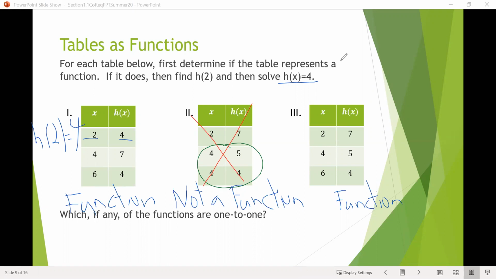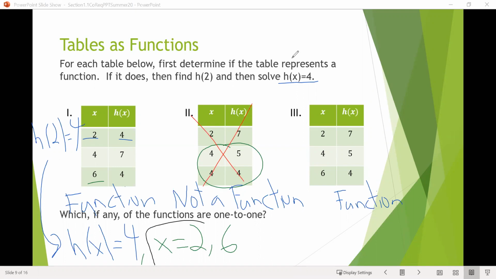okay. Now for the second part, we have to solve h of x equals 4, and write that down here, which means we need to find the input that'll give us an output of 4. Now notice for this first function, there are 2 different possibilities, right? X could be equal to 2, so h of 2 gives us a 4. But x could also be equal to 6. So that's why I put 2 comma 6, because both of those are possibilities for what x could be to give an output of 4.